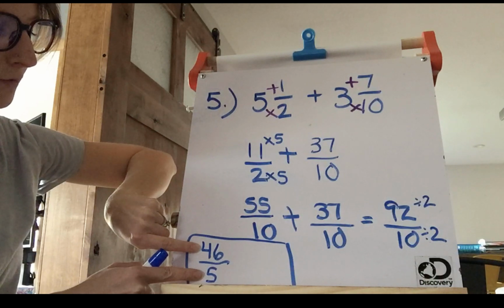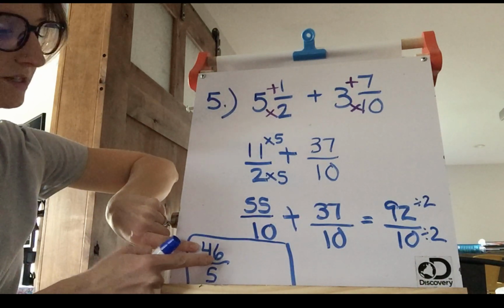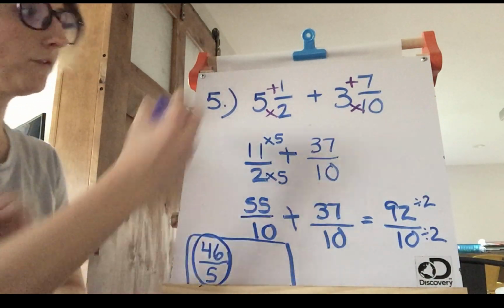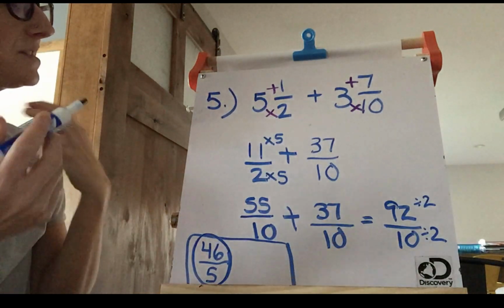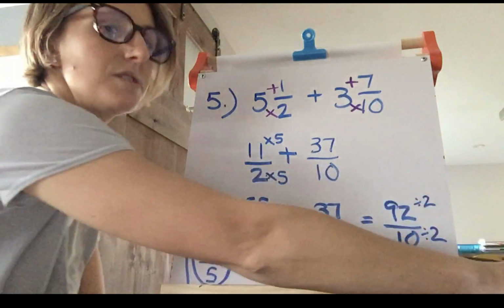No. In order for 5 to be a factor of a number, it has to end with a 0 or a 5, and this one does not. So 46/5. Miss Kluver ran out of room with this problem right here. I was writing so big. So when it comes to adding mixed numbers, we want to change them into improper fractions first.